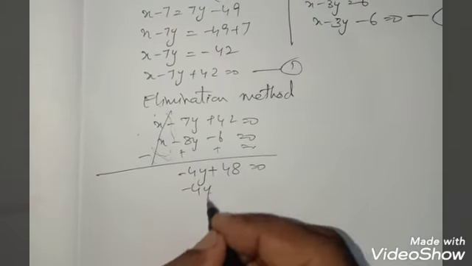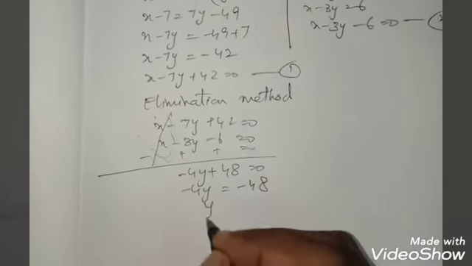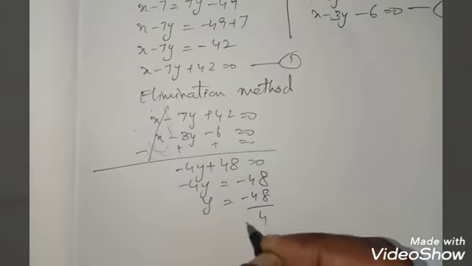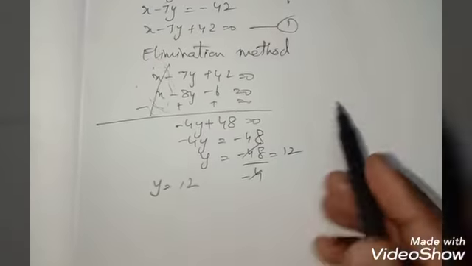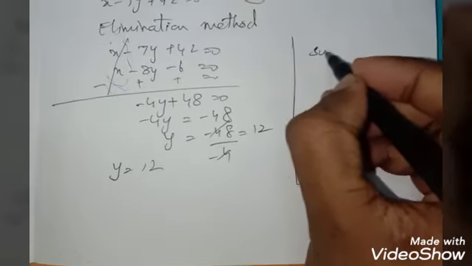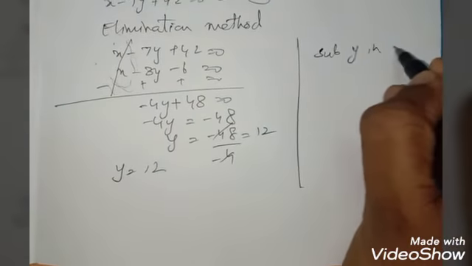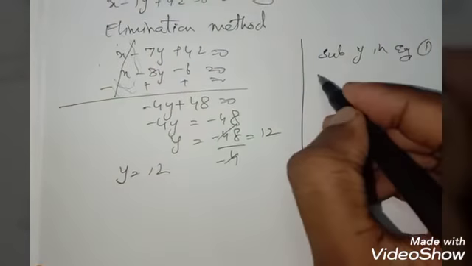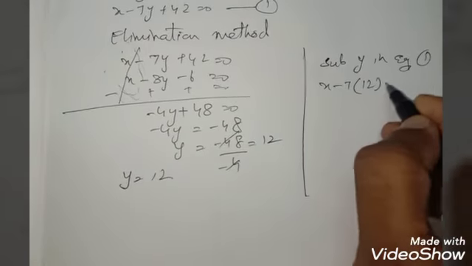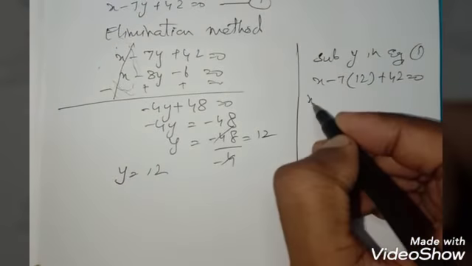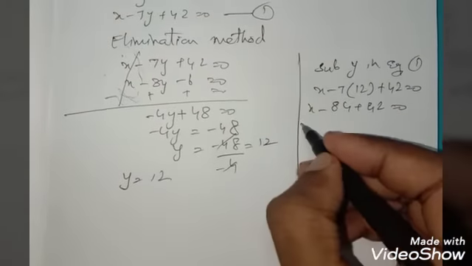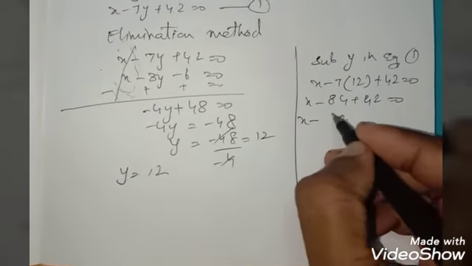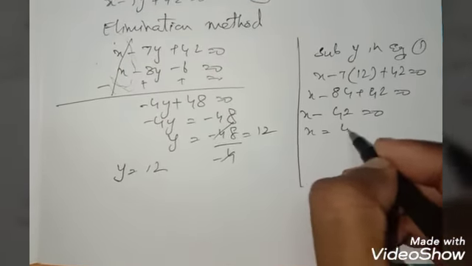Send this 48 here. Minus 4y is equal to minus 48. So y is equal to minus 48 by minus 4. Cancel this, you will get 12. So y is equal to 12. Now substitute this 12 in any one of these equations. If I substitute y in equation number 1, that is x minus 7 into 12 plus 42 equal to 0. So x minus 84 plus 42 equal to 0. So x minus, now subtract this, we will get 42. So here x is equal to 42.